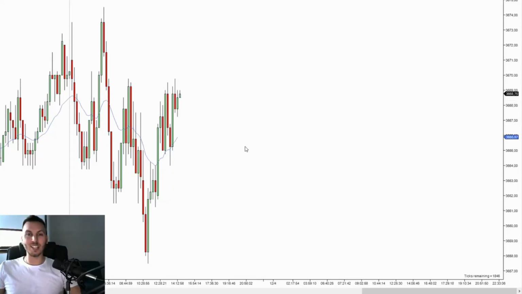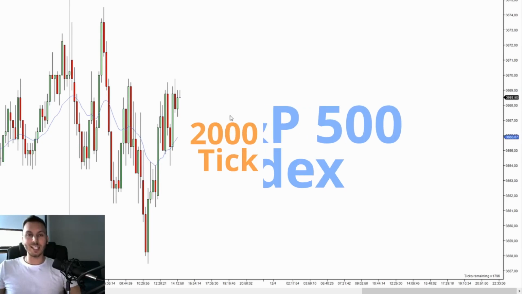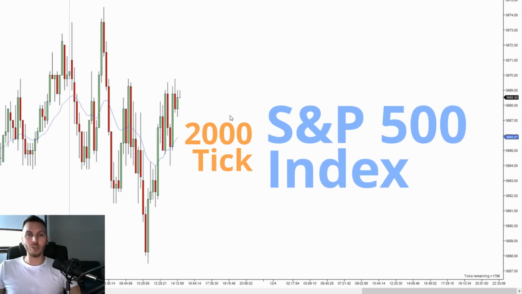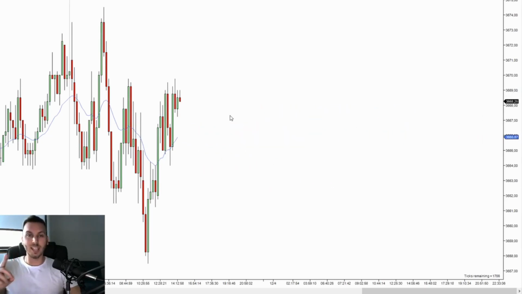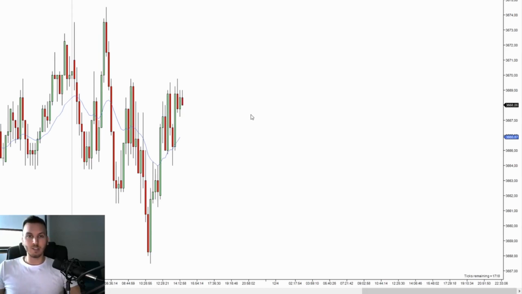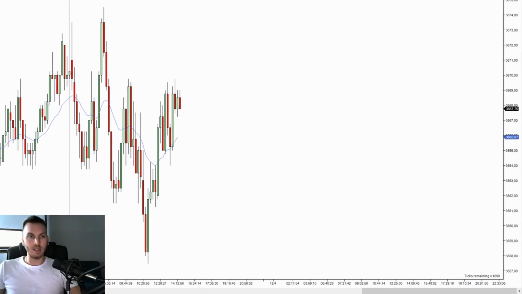When I record my day trading, I'm going to be day trading the S&P 500 2000 tick chart only, using price action. There's only one indicator that I'm going to be using, and that's the 21 bar EMA. So let's go. The first thing I like to do is identify the current market structure, but right now there is not much price action left for me to analyze.